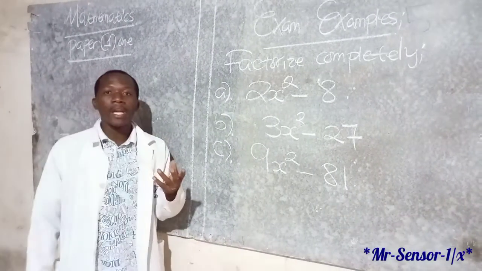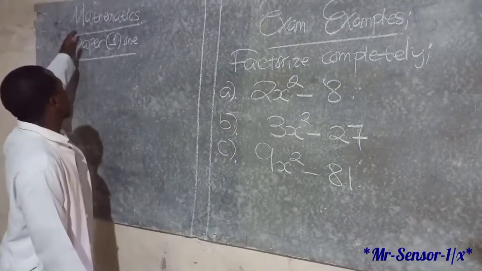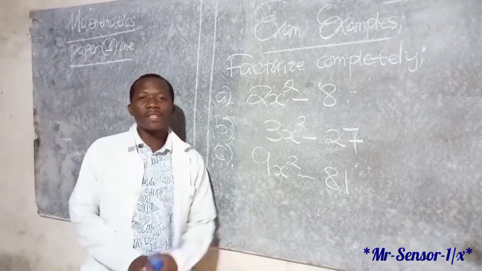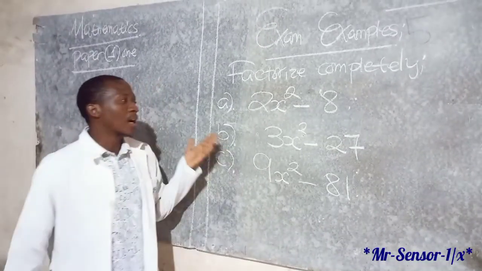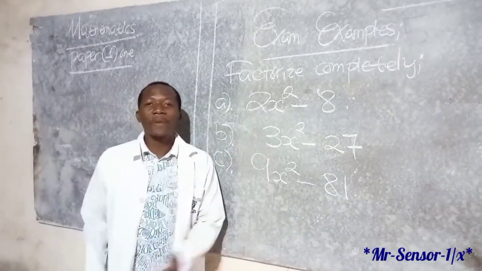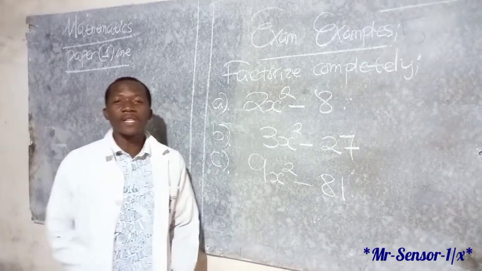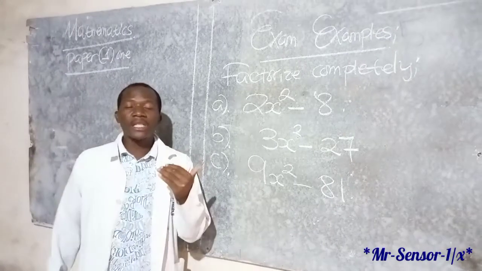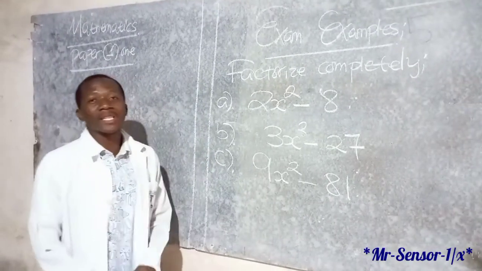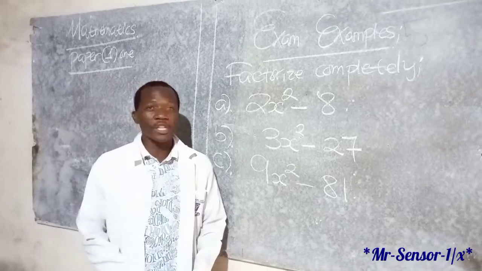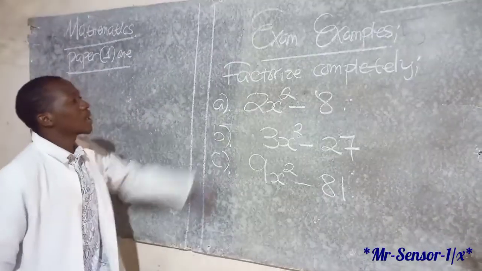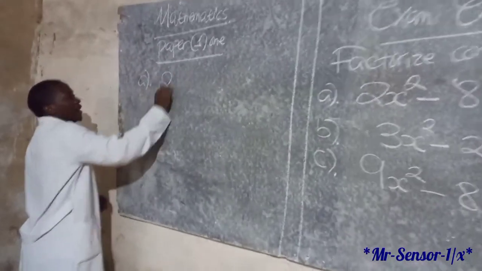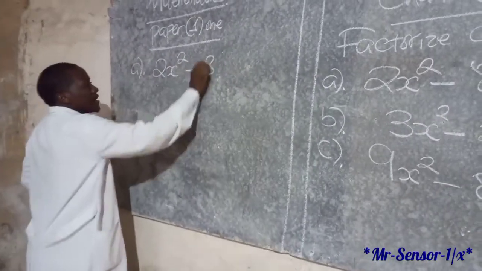Particularly for today, we're going to talk about mathematics paper 1, but our video today will be very brief because I'm here only to show you how best you can factorize difference of two squares. So join me as I explain in detail what we have to do considering the basic process of algebra. So okay, factorize completely. On A, we have 2x squared minus 8.